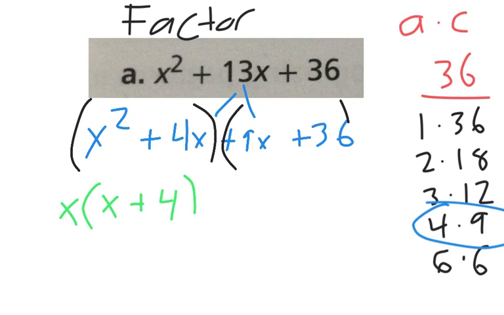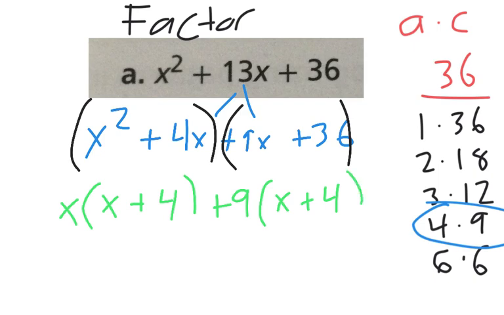Now, the second set of parentheses, do they have a GCF? Yeah. 9 goes into both of those. So I'm going to factor out a positive 9. If I factor a 9 out of 9x, what am I left with? X. If I factor a 9 out of 36, what am I left with? 4. 36 divided by 9 is 4.